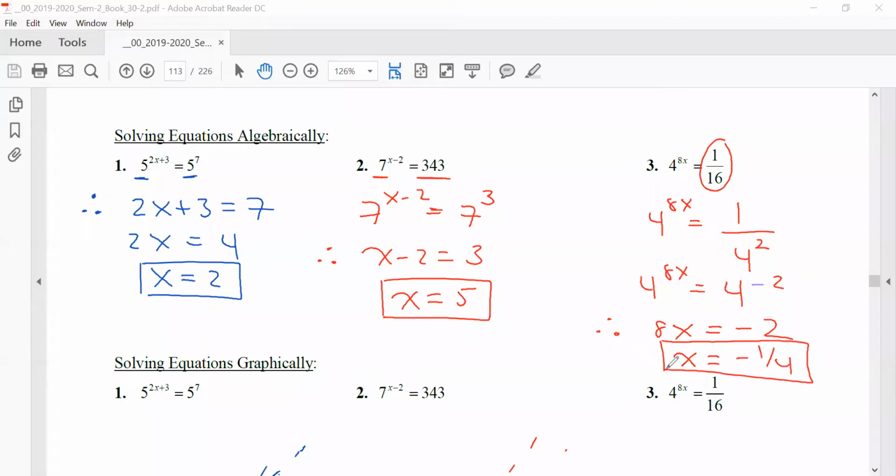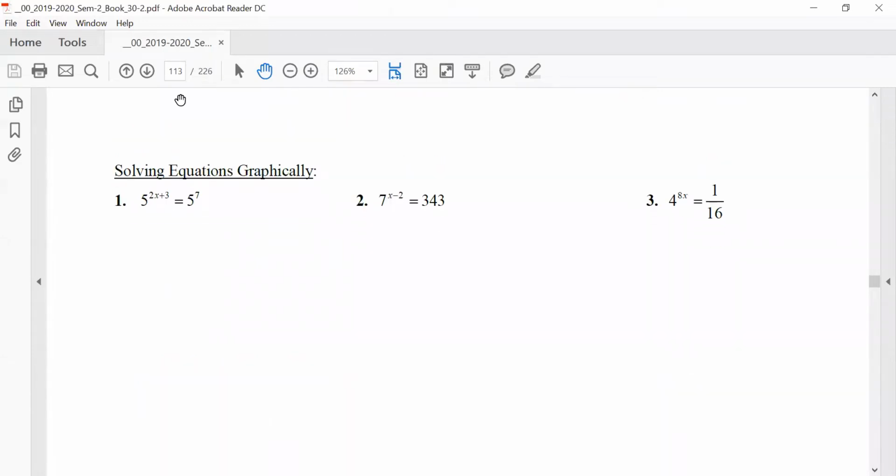Now, that wasn't too bad, I hope is what you're thinking. How do I check my work? Well, I just take my 3 answers, or any of my answers, and I sub them back into the original equation. If the left-hand side equals the right-hand side, guess what? You did it correctly. Now, the next question is going to say, solve graphically.